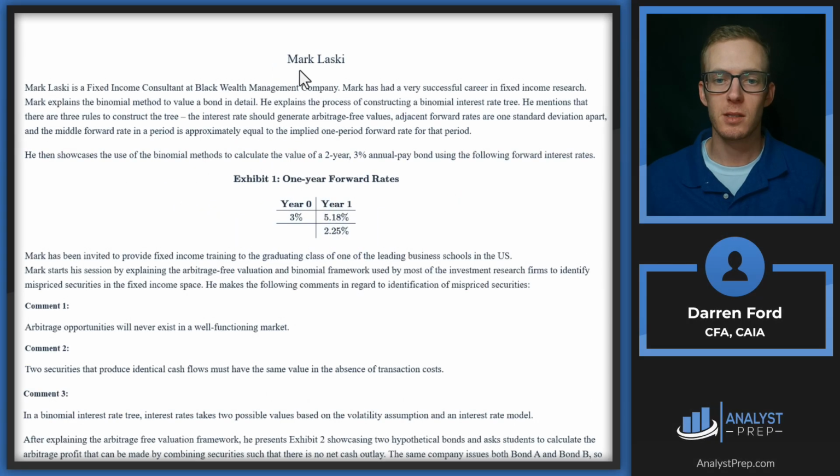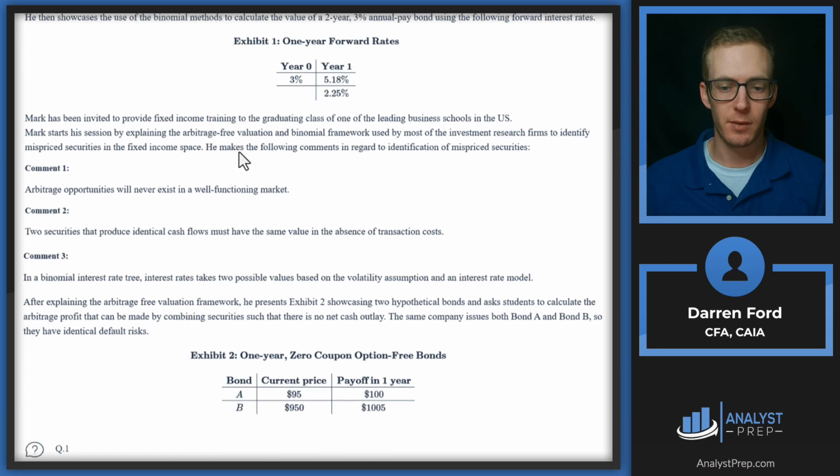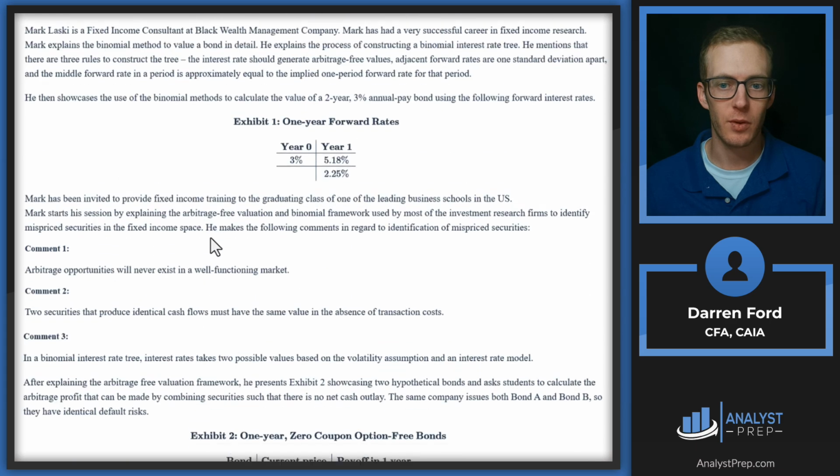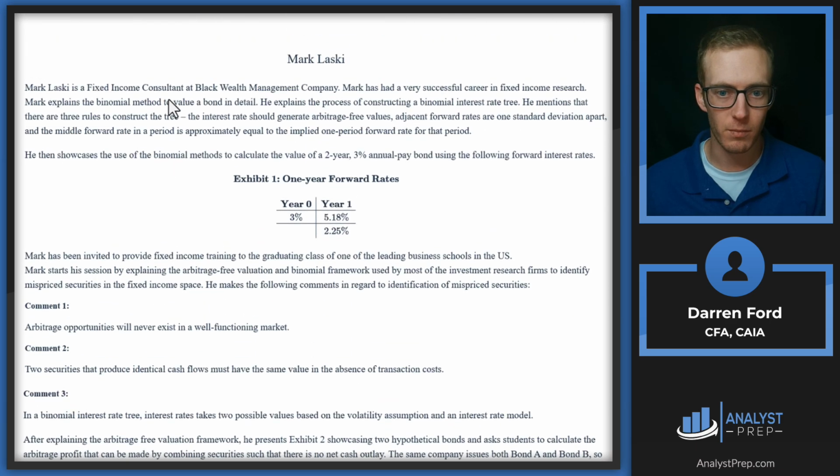Looking at the Mark Lasky case study, we'll scroll down and read the first question as always, and then we'll jump into the paragraph. Question 1. Which of the following rules with regard to the construction of binomial trees is least likely correct? So it looks like we're going to be looking at a few different rules up here, and then let's start reading till we get to those.